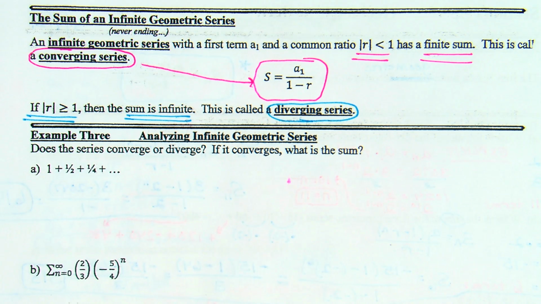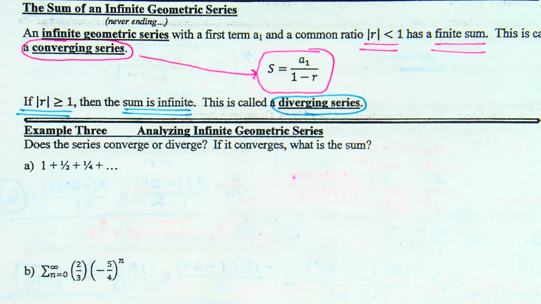1 plus 1/2 plus 1/4, so on and so forth. You've got to know r. I don't even care about a1 right now. All I care about is r. So how do we get from 1 to 1/2 in terms of multiplying? And how do you get from 1/2 to 1/4 in terms of multiplying?